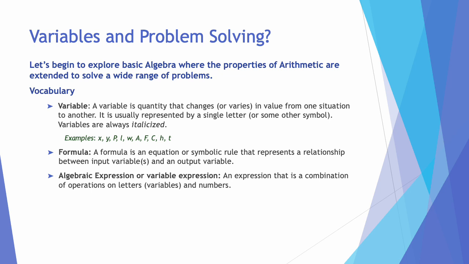The first word is variable. A variable is a quantity that changes or varies in value from one situation to another. It's usually represented by a single letter or some other symbol. Variables are always italicized.